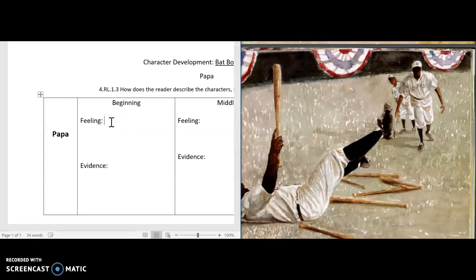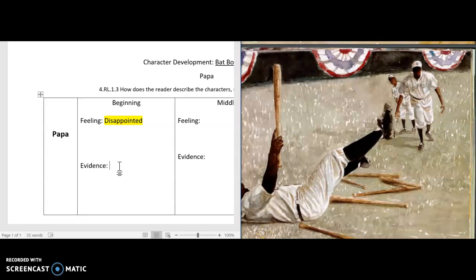So in my brain, I'm thinking of character traits, words that can describe the character, not necessarily their outer appearance, but really how they're feeling inside. And when I think of Papa right now at the beginning of the story, the word that comes to my mind is disappointed. So if I'm thinking about Papa's character trait that would describe him at this point in the story, I'm thinking disappointed. And now I've got to provide some evidence to support my thinking.